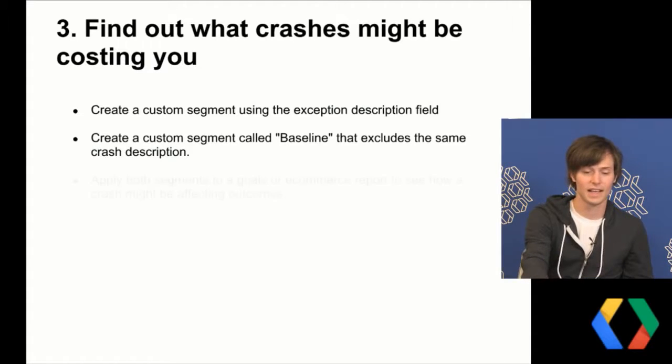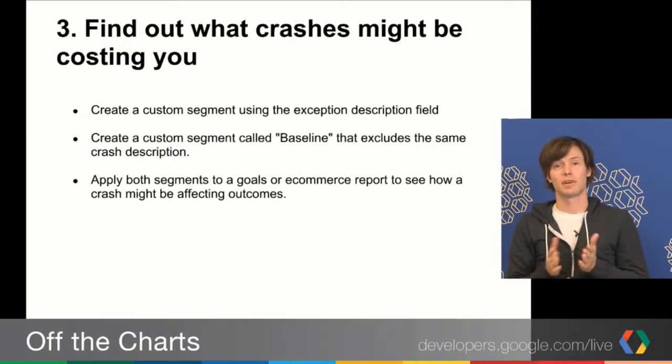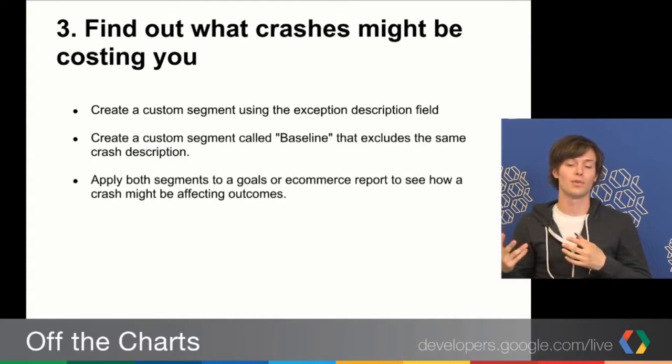And that's your baseline. Now you can apply these segments, both these segments at the same time to pretty much almost any report in GA, but it's particularly interesting to see it applied to a goals or an e-commerce report to see how a crash might be affecting outcomes. That might be able to help you determine how you should be prioritizing fixing that bug over maybe other bugs. You can also use it to see the impact on user engagement metrics.